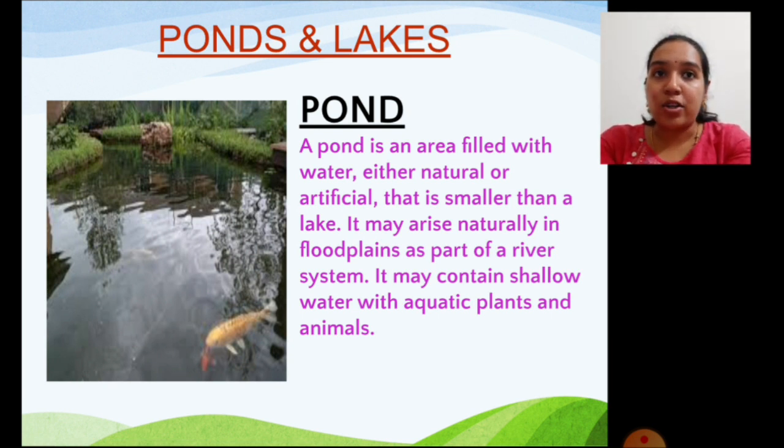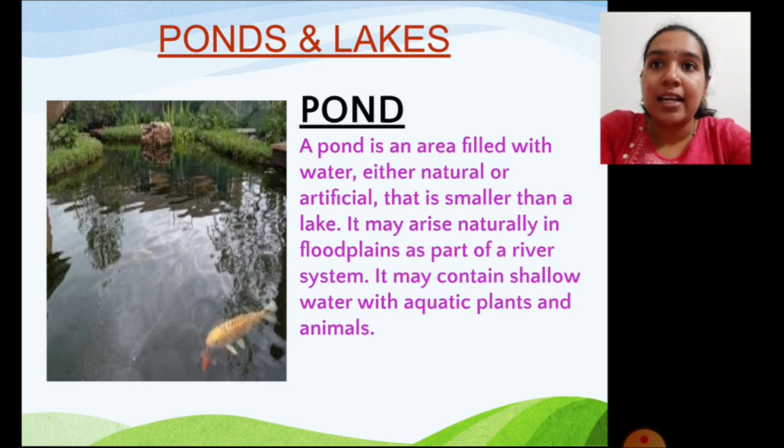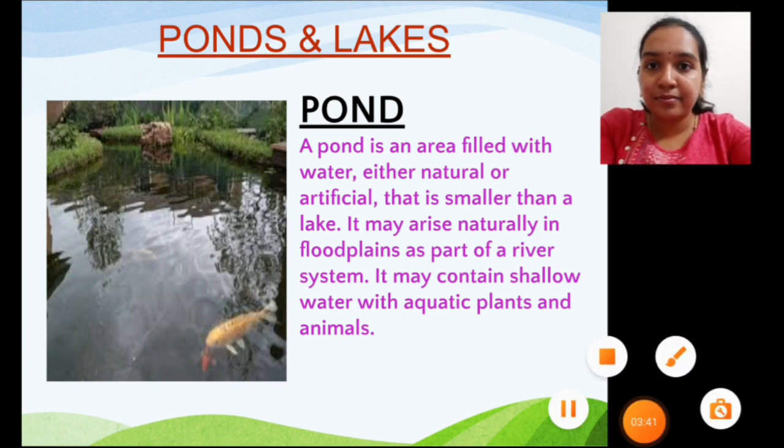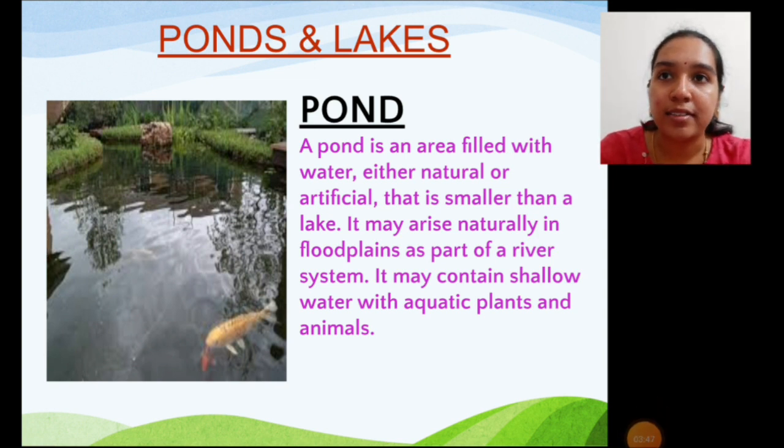A pond is also a water body that is much smaller than a sea, in fact, much smaller than a lake, that is created naturally or it can be man-made. It may also arise as a consequence of a floodplain in a river system. That means the river overflows onto the land during floods and leaves back forming a pond. The ponds are not so deep. They are usually shallow and may accommodate few aquatic plants and animals.